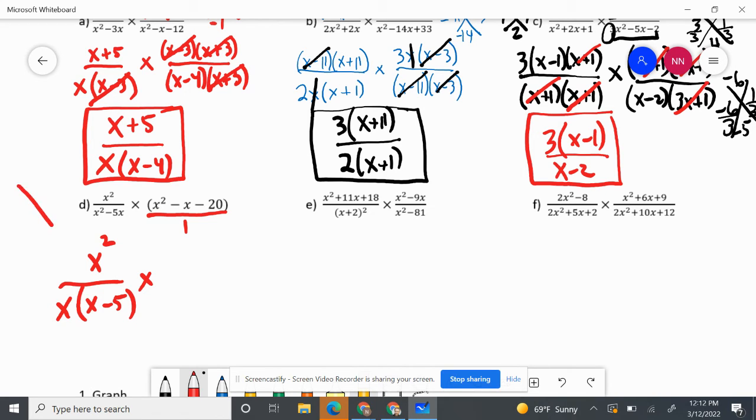Trinomial means 2 numbers that multiply together give us negative 20, add up to negative 1. That would be negative 5 and 4. So that would be x minus 5 and x plus 4.